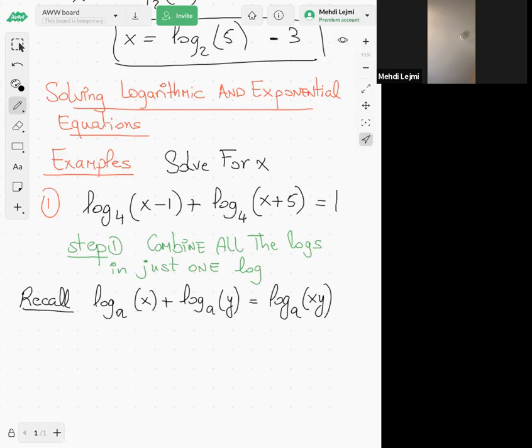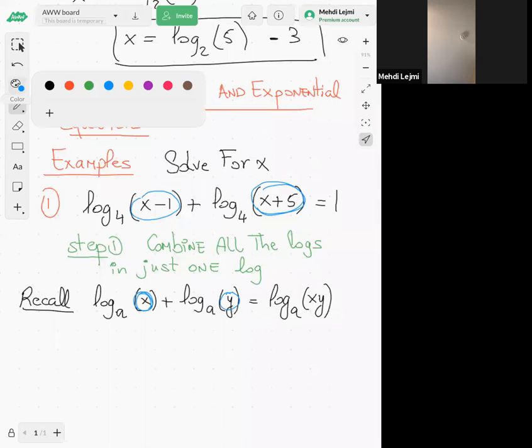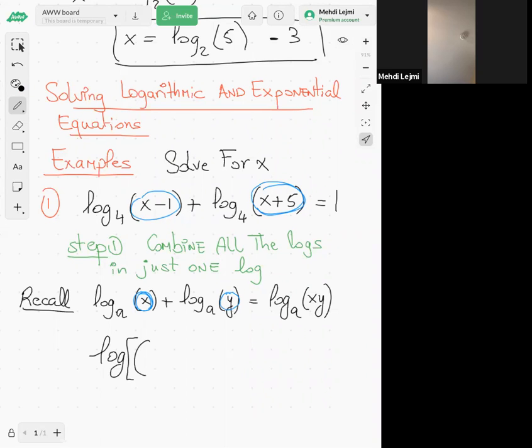Right? So in the equation, we have log in base 4 of x minus 1. So this x minus 1 would be like my x here, and this x plus 5 would be like my y. Okay, so then log of this x minus 1 plus this log of x plus 5, that will be log of the product, log of x minus 1 times x plus 5. Right? So what I'm saying, guys, is that log of x minus 1 plus log of x plus 5 will be log of x minus 1 times x plus 5, right, equals to 1.